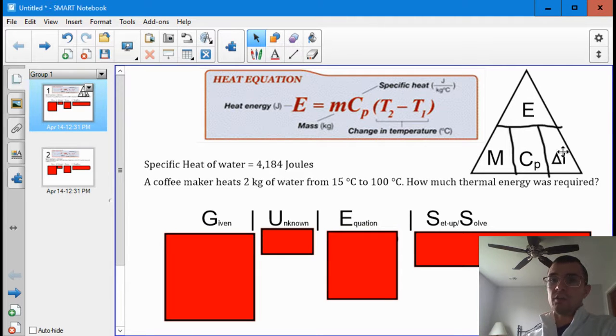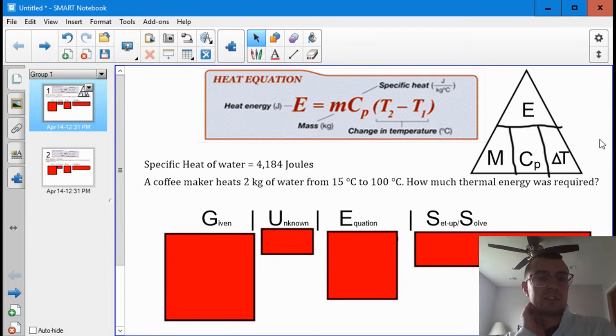I added this triangle up here. I'm only going to have you calculate for energy, but if you have a question that calculates for mass specifically or delta T, mass would be energy divided by Cp times delta T. Remember, just use that triangle. If there's something on top and bottom, we divide. Across, we multiply. So energy is equal to mass times specific heat times change in temperature, but mass is equal to energy divided by specific heat times change in temperature. So that's how we use that triangle.